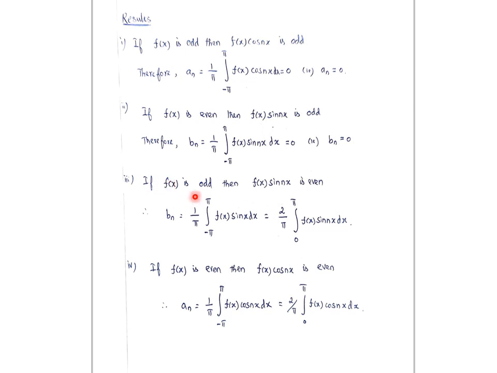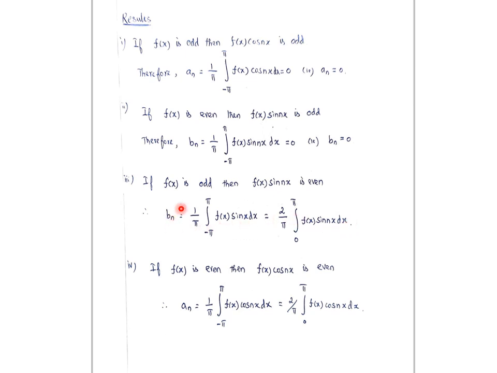Next, if f of x is odd, then f of x sin nx will become even. Already sin nx is an odd function. If the given function f of x is odd, then the product of two odd functions will become an even function. Therefore, in the Fourier coefficient Bn, the integrand f of x sin nx is an even function. In this case, we can apply the second property, that is equal to 2 by pi integral 0 to pi f of x sin nx dx.